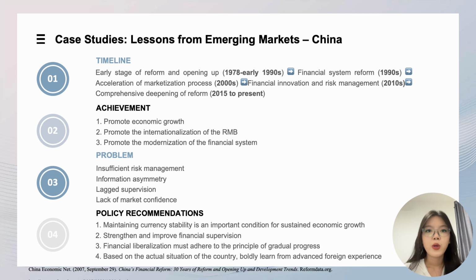And to this end, we put forward the following policy recommendations. First, strengthen macroeconomic regulation. Maintain monetary stability and promote sustained economic growth. Improve financial supervision to ensure the health and safety of the market. Then promote financial liberalization step by step to avoid the risks brought about by too fast opening, and combining national conditions with international experience, promote reform and innovation.